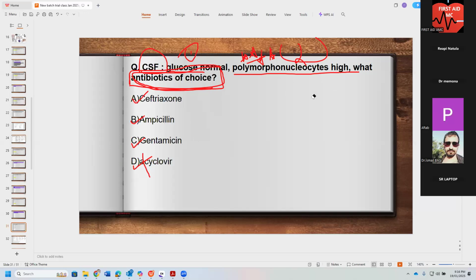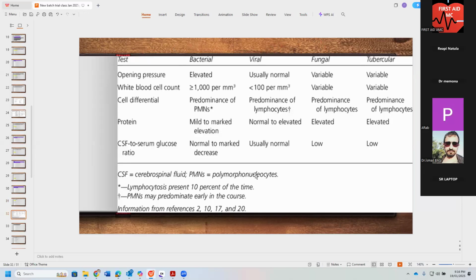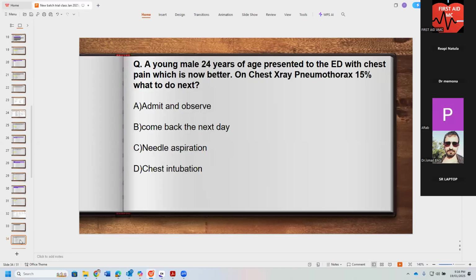Can anyone tell me why do we use ampicillin in children less than 2 months of age? Why do we use ampicillin instead of ceftriaxone? Very good, for Listeria monocytogenes. A bit of information about your CSF. Normally in the exam, they will give you all of the information. It won't be incomplete like that. Clear, guys? Next question.